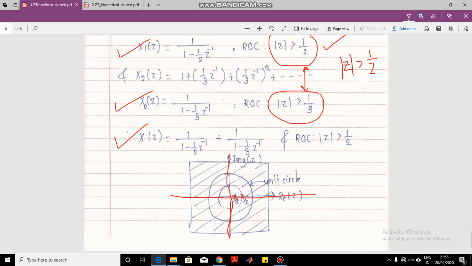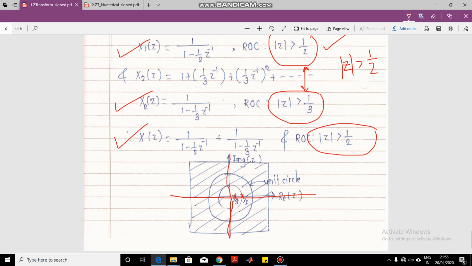Whenever we are plotting the ROCs of multiple signals, the intersection of the ROCs of the individual signals will give us the ROC of the combined signal. Here there is a combination of two signals, so we plot the two ROCs, and whatever is the intersection. By intersection we mean the common region. What is the common region between mod of z greater than 1 by 2 and mod of z greater than 1 by 3? It is the region mod of z greater than 1 by 2. That's why our final ROC answer will be mod of z greater than 1 by 2.